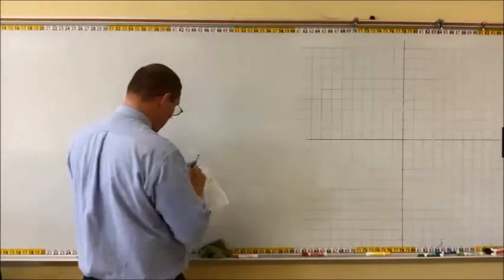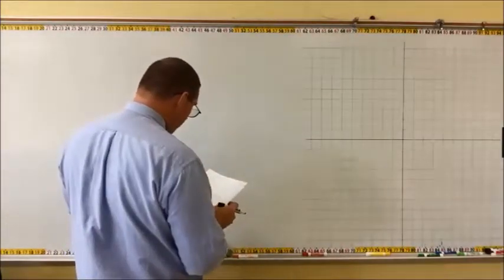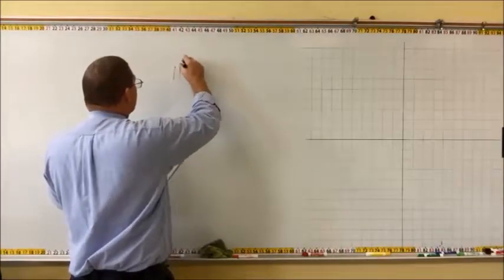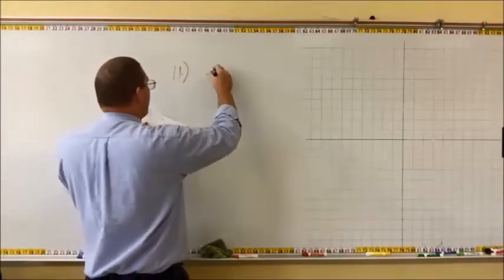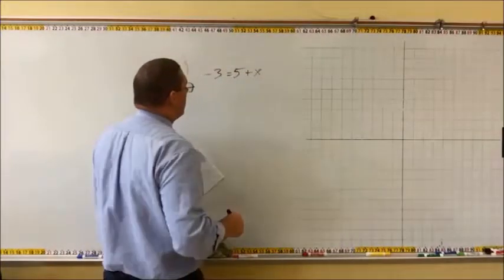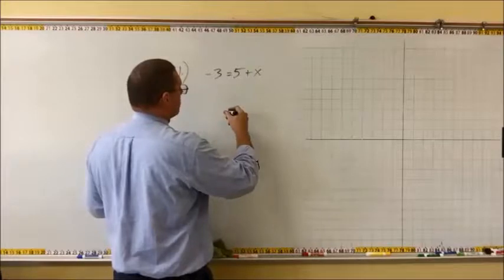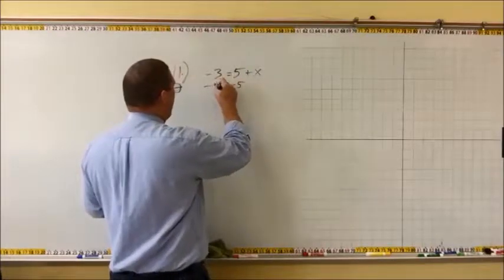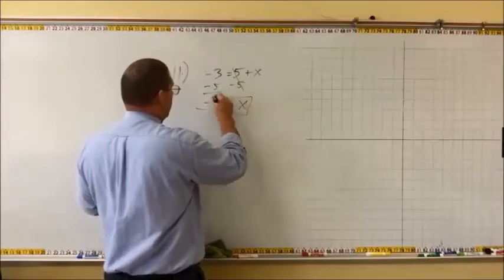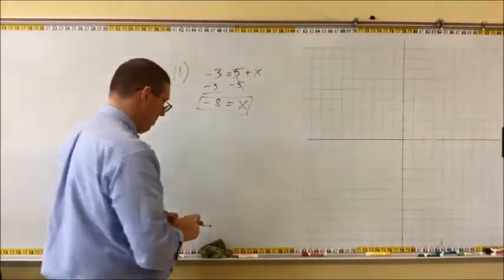It's 10. All right, moving on. 11 through 18 were all algebraic equations. Pretty much everybody got number 11 right. We have negative 3 equals 5 plus x. This is just an algebraic equation. Subtract 5 from both sides, cancel, and we get x equals negative 8. Done. Okay.